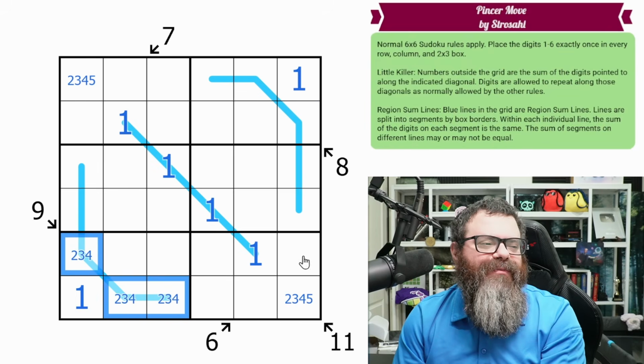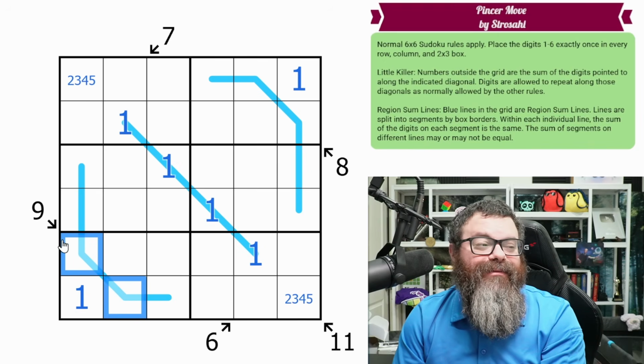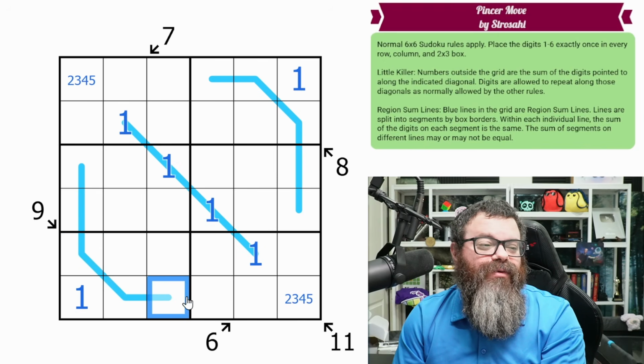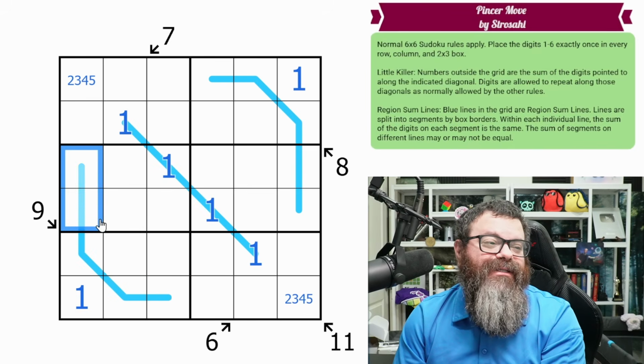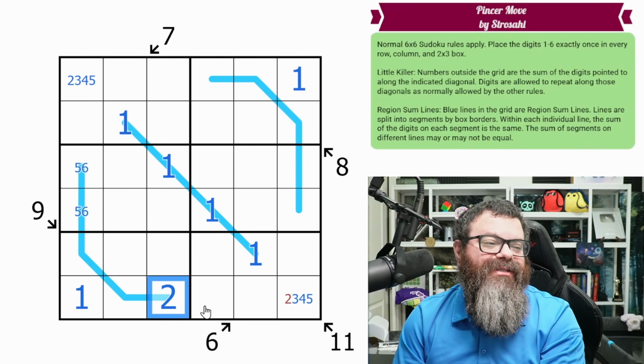So its absolute minimum is 2, 3, 4. Actually, that's not even true. Because these two add to 9 based on the little killer. So if these add to 9, the minimum here would be 2. That's 11. The maximum here is 11. The max I can do is 5, 6. So if the minimum here is 11 and the maximum here is 11, we add to 11. So these add to 9 in some way, and this is a 2 to get us to 11.